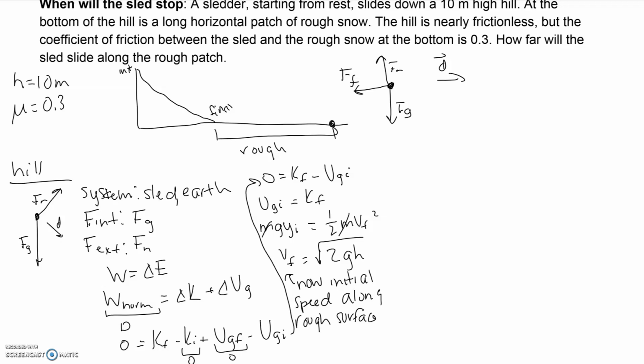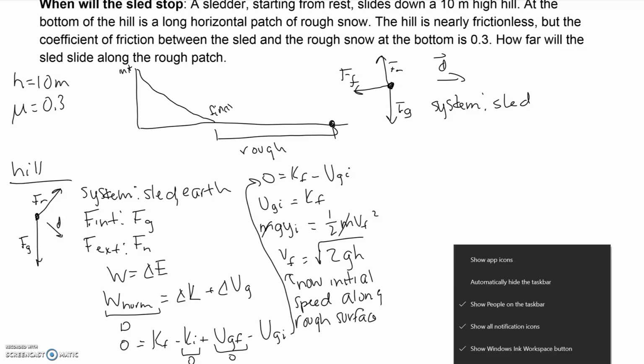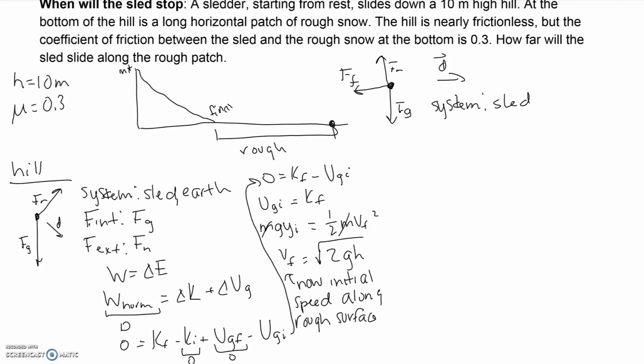Okay, defining our system. We want to make as many of these forces internal as practical. So for our system, we definitely need the sled. The force of friction, we cannot make internal. We don't really have a means of solving a problem that way. It's a non-conservative force. We can't have it be in our system. So the surface is not in our system.